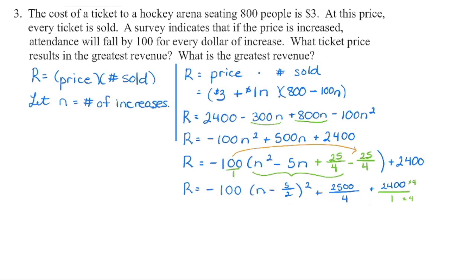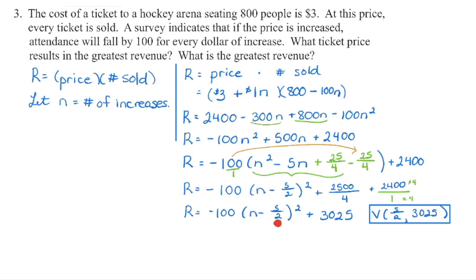I know I need to combine these two terms together, so my lowest common denominator is a 4. So I'm going to multiply both the numerator and denominator by 4 to keep it equivalent. 2,400 times 4 will give me 9,600. 9,600 plus 2,500 will give me 12,100. Divide that by 4, and we're going to get 3,025. So this is the vertex form for this particular quadratic equation. So I now have a vertex of 5 halves and 3,025.